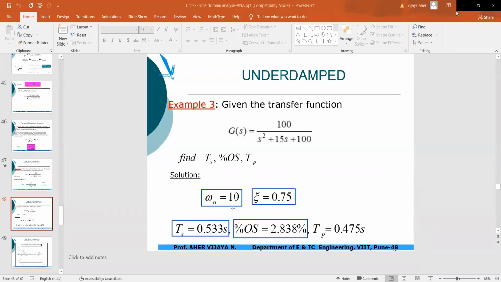Omega d is equal to omega n into under root of 1 minus zeta square, right? So pi divided by 10 into under root of 1 minus 0.75 square, bracket complete. Do the calculation, you will get peak time is equal to 0.47475 seconds. Time is in seconds.